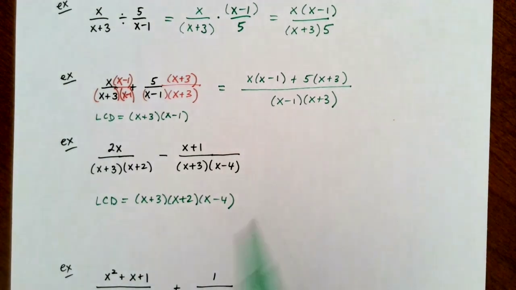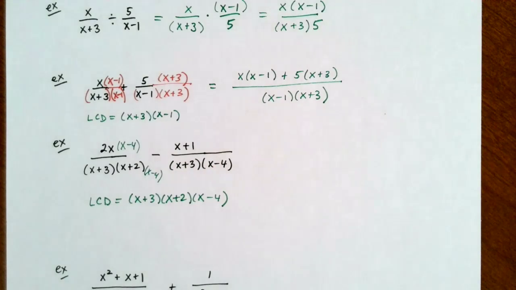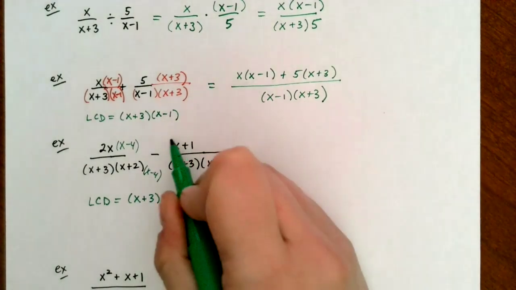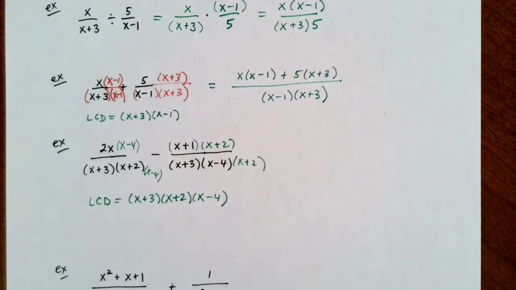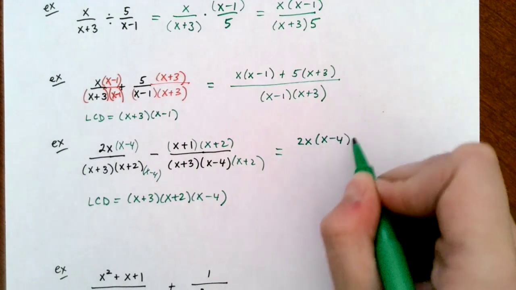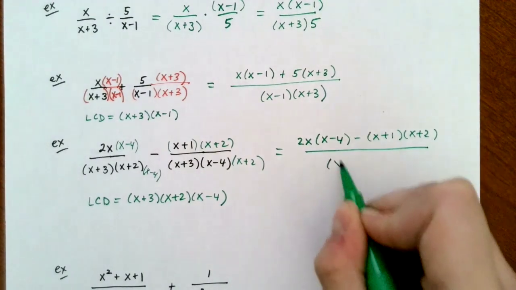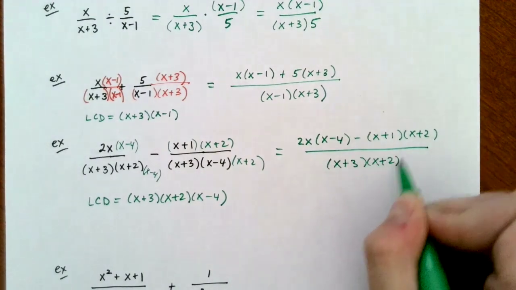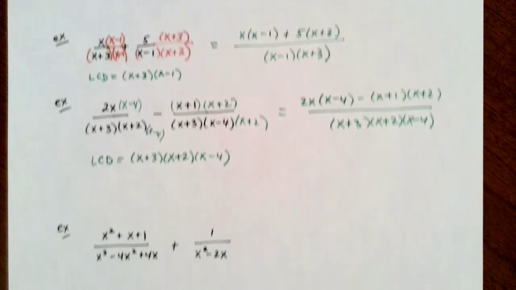So this first fraction needs x minus 4 top and bottom. And then the second one is missing the x plus 2, and again, it has to be top and bottom. Now that the denominators match, I'm free to just subtract across the top and keep my common denominator. Okay, one more example to look at, a kind of weirder case of least common denominator.